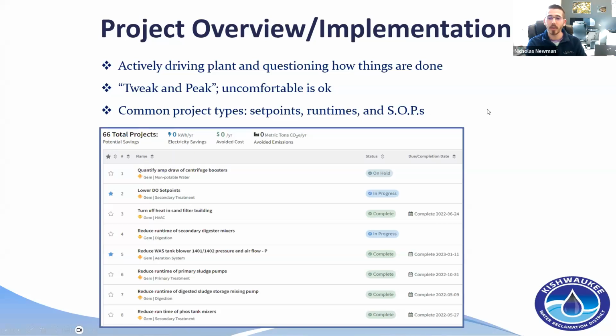As far as the types of projects we've engaged in, generally they fall into one of three categories. So there's set points, which obviously we're doing mostly through our SCADA system and all of our automation.